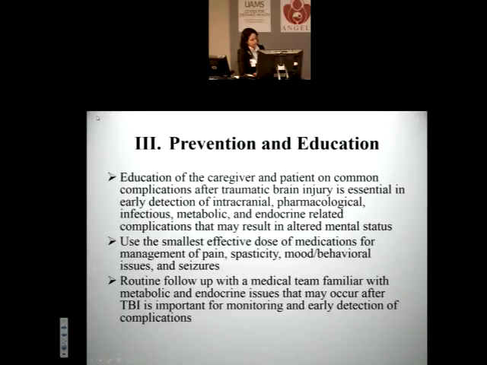The use of the smallest effective dose of medications for the management of pain, spasticity, mood, behavioral issues, and seizures. Routine follow-up with the medical team that is familiar with the metabolic and endocrine issues that may occur after TBI is very important for monitoring and early detection of complications.